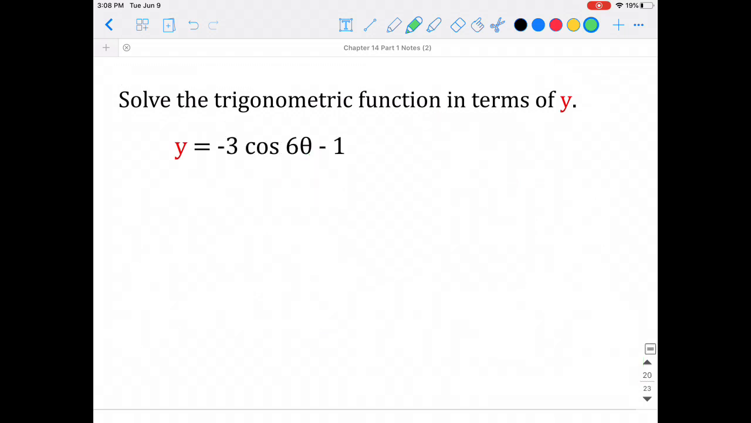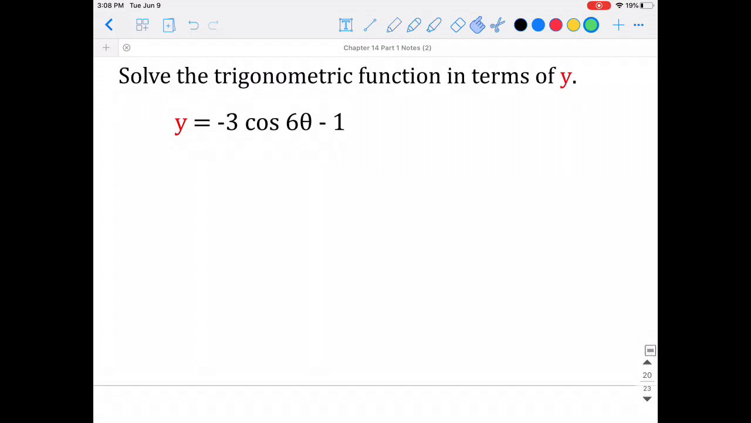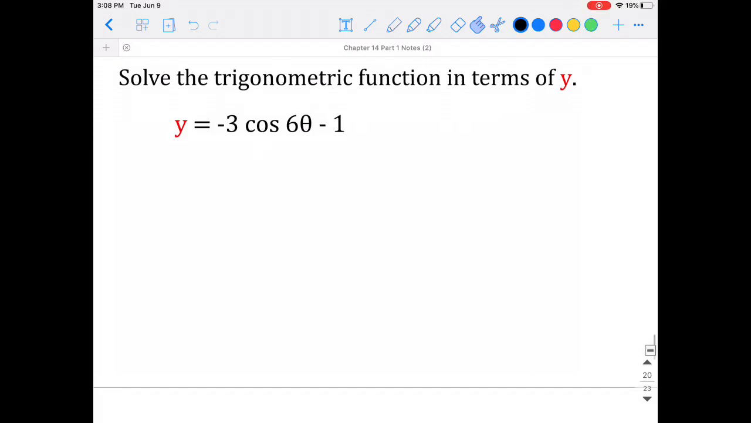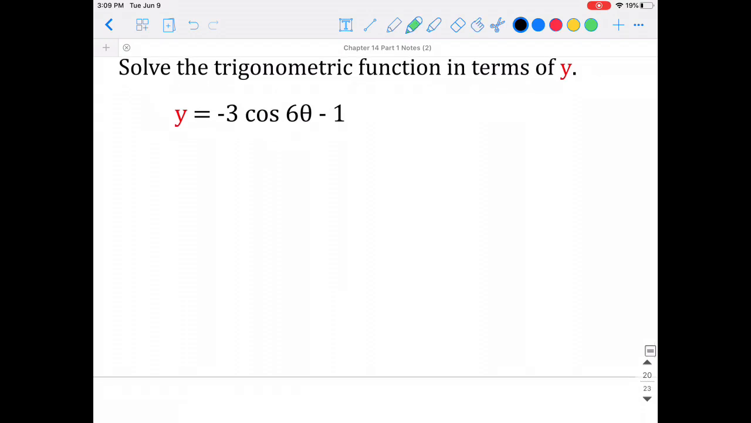Now the last problem for this section, we're going off the same idea. So we have solve the trigonometric function in terms of y, and we have y equals negative 3 cosine of 6 theta minus 1. So if we think about our graph of cosine, we start at the amplitude and it looks a little bit like that.